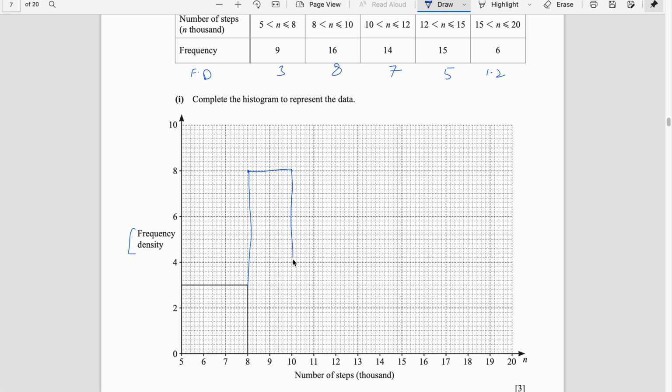It would be easy with paper, pencil and scale. And from 10 to 12 we have a height of 7. 12 to 15 is 5. This is 4. This is 5. And 15 ends here. From 15 to 20 it is 1.2. So this is 1 and 0.2. When you are doing this with pencil on paper, shade them a little to increase the visibility.